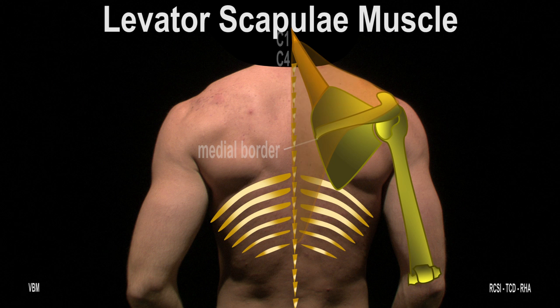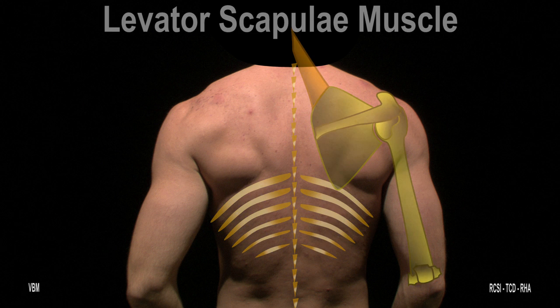It lies deep to the trapezius muscle and forms some of the muscle bulk of the posterolateral aspect of the neck. The levator scapulae muscle raises the medial border of the scapula. The dorsal scapular nerve and the third and fourth cervical nerves innervate it.